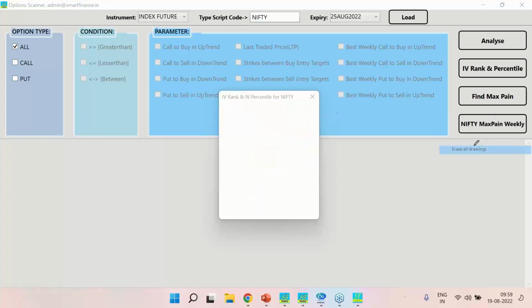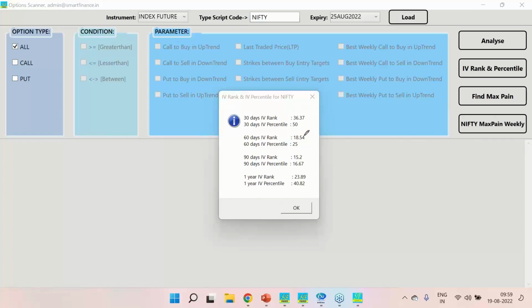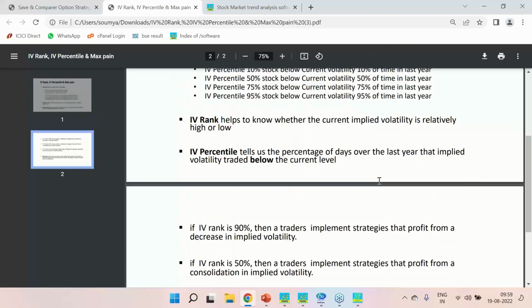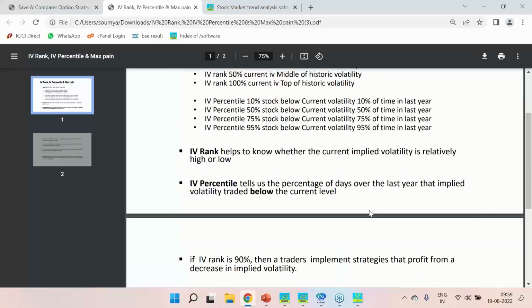Carry on. Let me explain about 30 days IV rank. Now we got 36.37, which means, just a minute, we have 36.36, which means it is neither at the top level nor the low level, but very near to the middle level of historical volatility. And we are going to see about IV percentile.